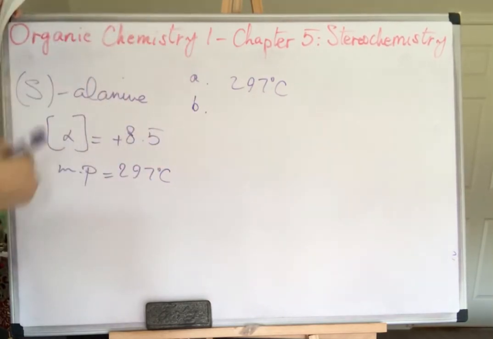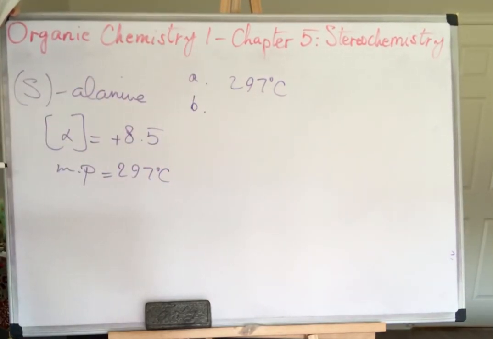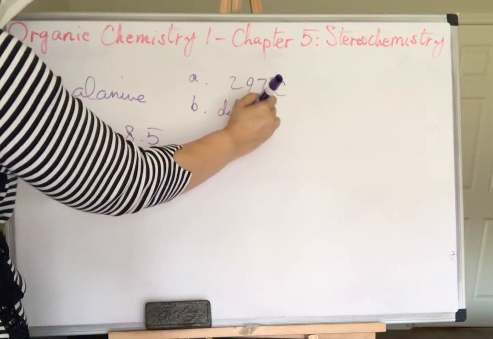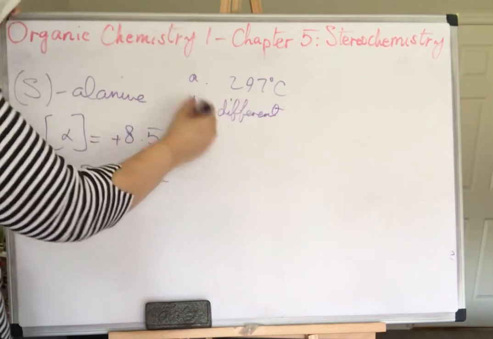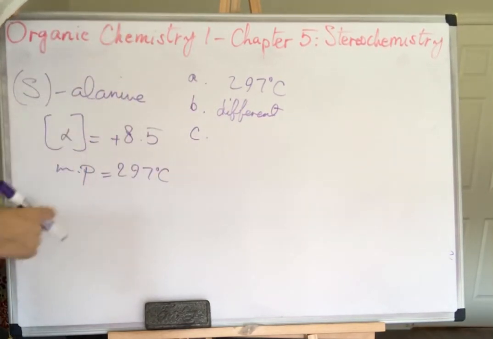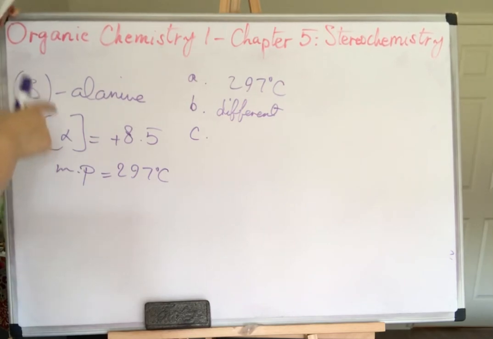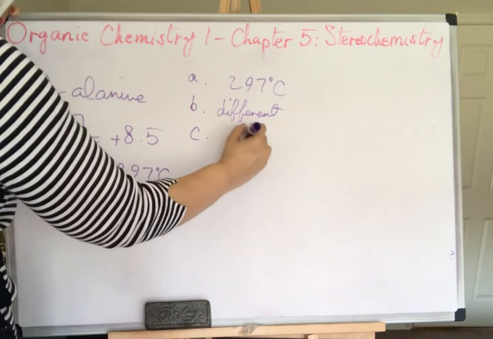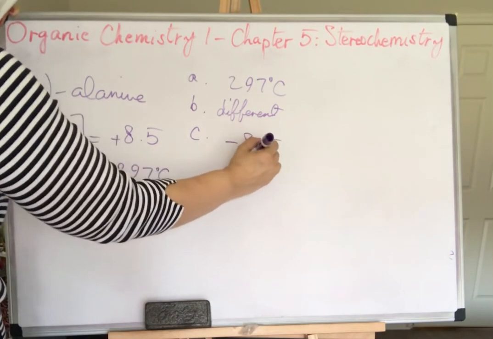For B, how does the melting point of a racemic mixture of R and S compare to the melting point of alanine? It's different. A racemic mixture is different from the individual enantiomers. Don't forget we're talking about the mixture. C, what is the specific rotation of R-alanine? For enantiomers, the specific rotations are just opposite, so it's going to be minus 8.5.